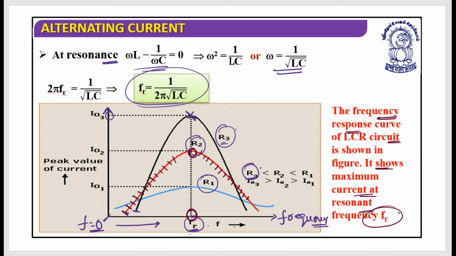So current gain will be the maximum. Current gain will be the maximum in the case of resonance. I hope this is clear. Is it clear?